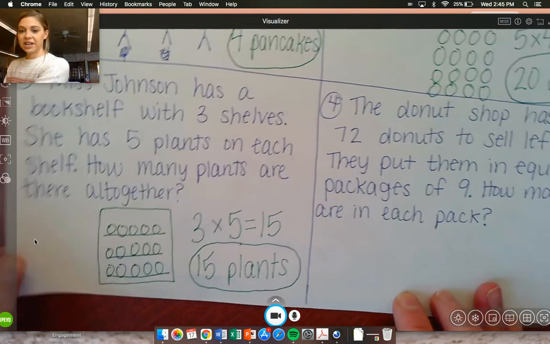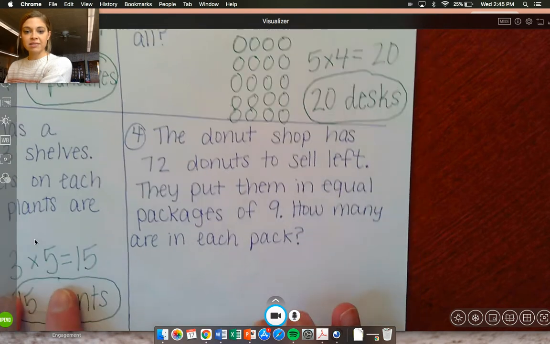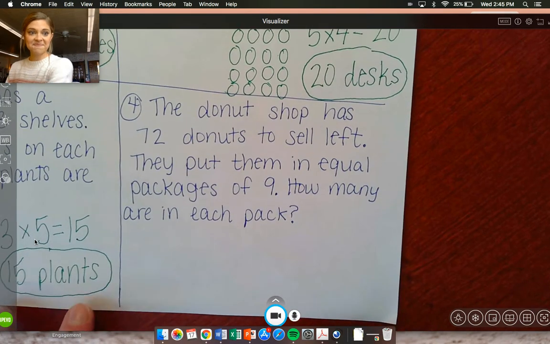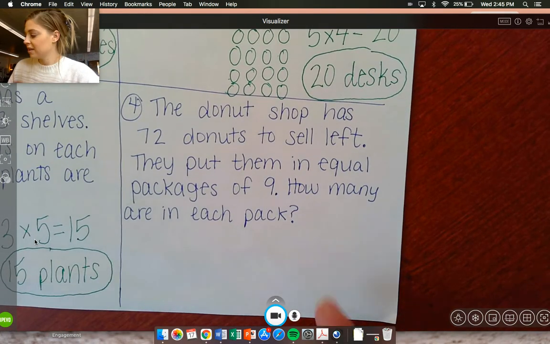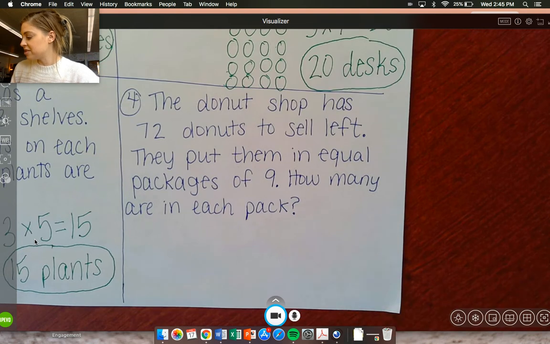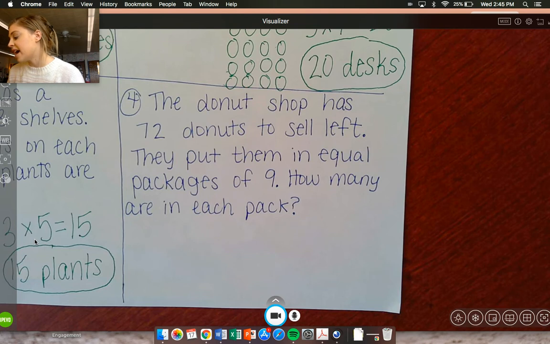All right, we're going to go on to number 4, and we're talking about donuts, which is one of my favorite foods. Maybe it's one of your favorite foods too. The donut shop has 72 donuts to sell left. So like they have 72 donuts left to sell for the day. They put them in equal packages of 9. How many are in each pack?